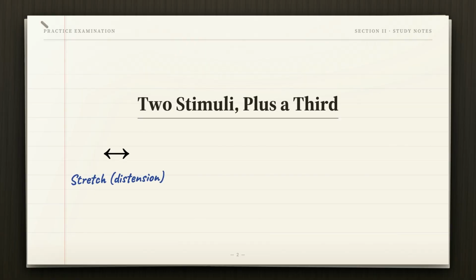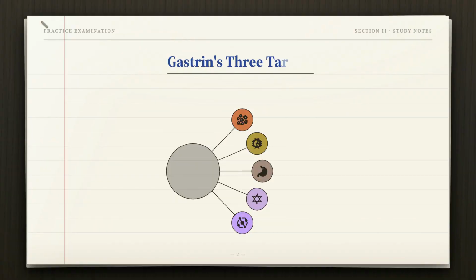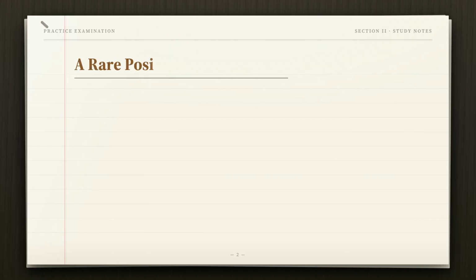Stretch receptors detect the stomach filling, and chemoreceptors detect peptides and amino acids, signaling that protein has arrived. A third factor is the rise in pH as protein buffers stomach acid, which removes the normal inhibition on gastrin release. Gastrin is the central mediator. It drives parietal cells to make hydrochloric acid, prompts chief cells to release pepsinogen, and increases motility. Histamine amplifies the acid response, and acetylcholine from vagal fibers adds a third stimulatory signal to the same parietal cells.